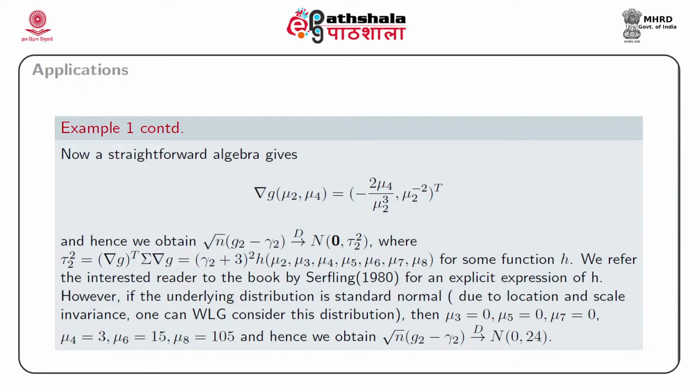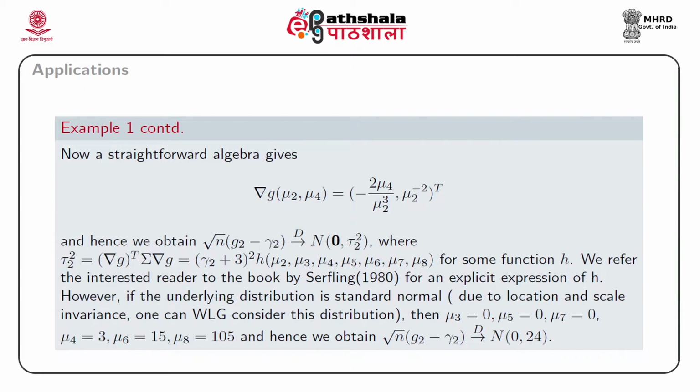Therefore, using the previous results and delta theorem, we obtain the large sample distribution of G2 as again a normal with mean 0 and variance tau 2 square, where tau 2 square can be evaluated as gamma 2 plus 3 whole square multiplied by some function H of mu2, mu3, mu4, mu5, mu6, mu7 and mu8. Now as earlier, we refer the interested reader to the book by Serfling for an explicit expression of H. However, the expression is quite cumbersome.